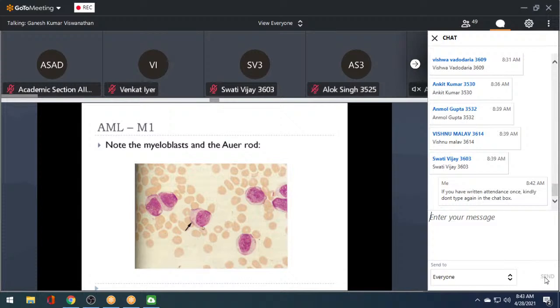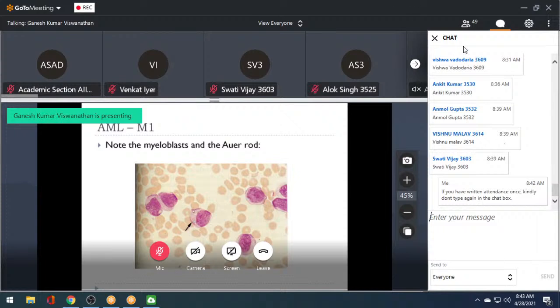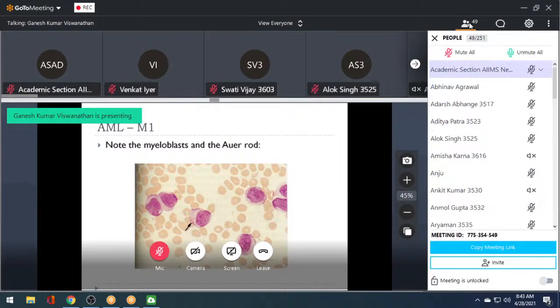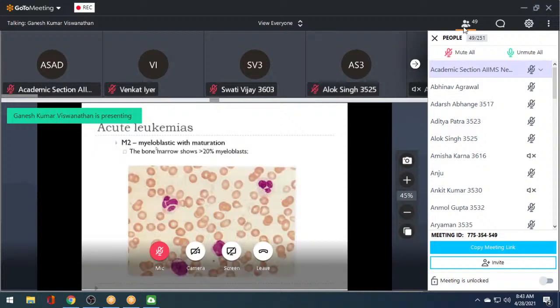Again, you can see a case of AML where you have these large blasts. Compared to the lymphoblast, the cells are much larger and have abundant cytoplasm. In the lymphoblast, the cytoplasm is very scant. Here you can see that the cytoplasm is abundant, surrounding the cell, and you have a small thin rod-like structure within the cytoplasm. This is called the Auer rod. So this is AML M1.